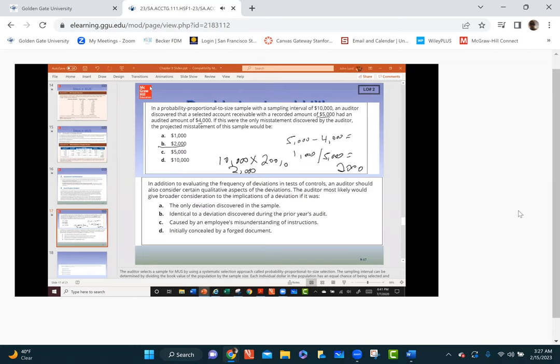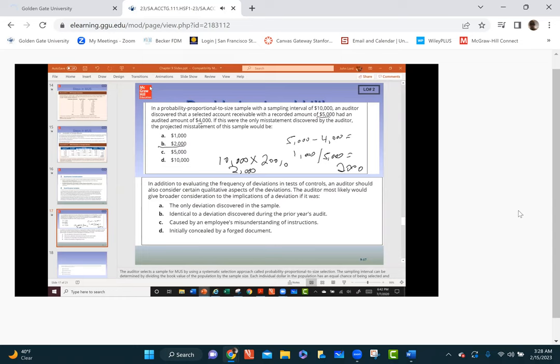And we find out that we have a client whose management lacks integrity, potentially. Maybe it was the employees that were involved. But we now know that we're in an environment where we're dealing with people that lack integrity. That's a qualitative aspect of this finding that would cause us great concern. That it was the only deviation discovered in the sample? No, that's probably going to give us a certain comfort level, right? Probably our tolerable deviation rate is not going to be exceeded there. Identical to a deviation discovered during the prior year's audit? Well, I see why maybe a couple of us picked that one, because hey, we would really like our client to start to clean those things up, right?